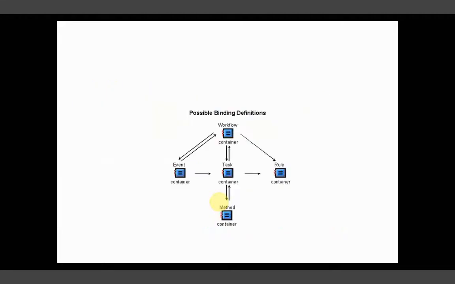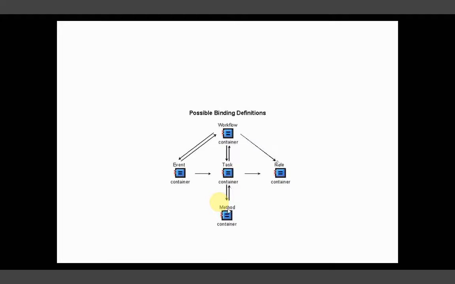You can see here we have a flowchart. We have one workflow container. From the workflow container, if I want to flow the data to the task container, then we flow the data from workflow to task, and then from task to method. We can't directly flow the data from workflow to the method. Rather, we have to go via task. So first we will flow the data from workflow to task, and then task to method.